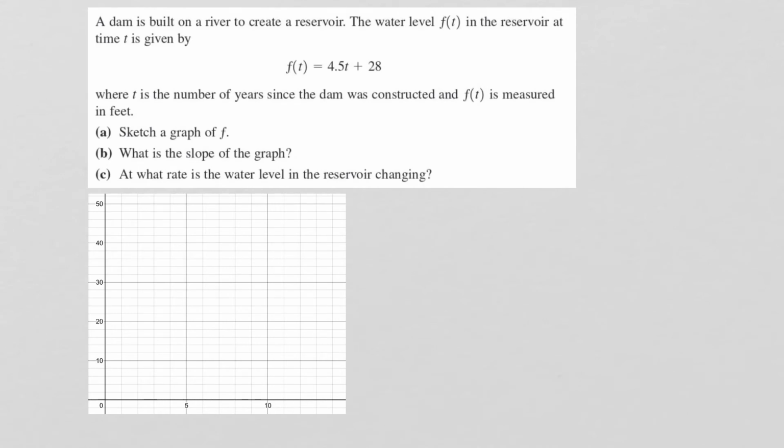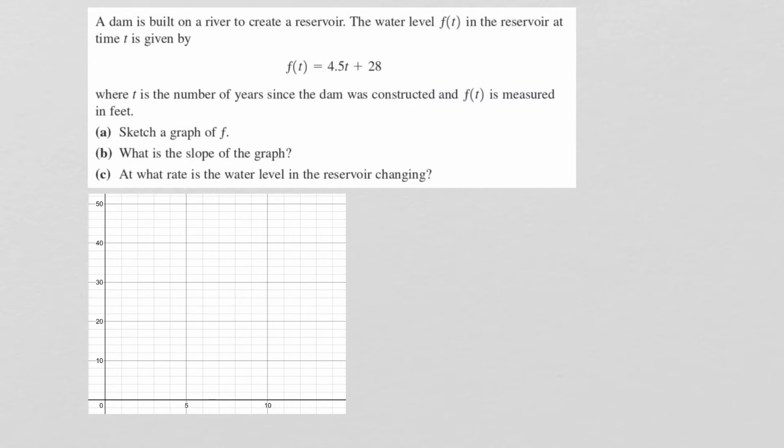Next, we look at an application of linear functions. So in this problem, it says that a dam is built on a river to create a reservoir. The water level f of t in the reservoir at time t is given by the linear function f of t equals 4.5 times t plus 28, where t is the number of years since the dam was constructed, and f of t is measured in feet. So for this problem, they first want us to sketch a graph of the linear function, and then they ask what is the slope of that graph, and then part C, at what rate is the water level in the reservoir changing?